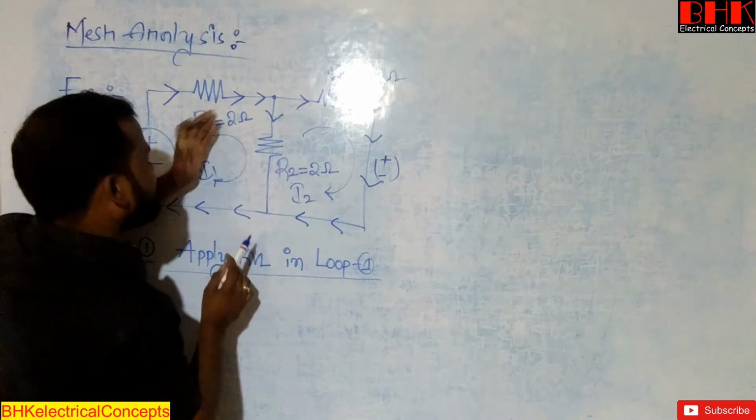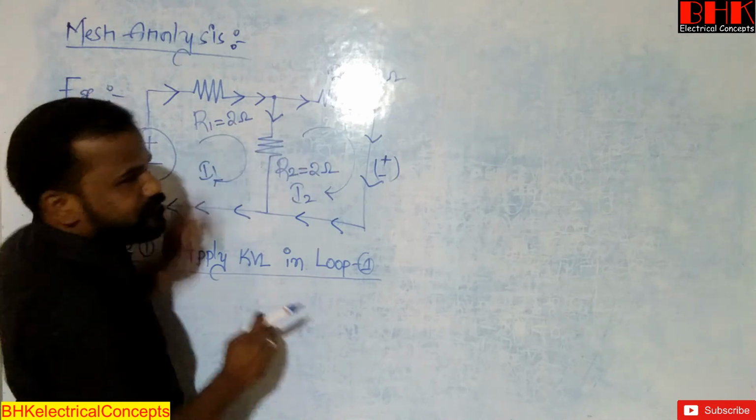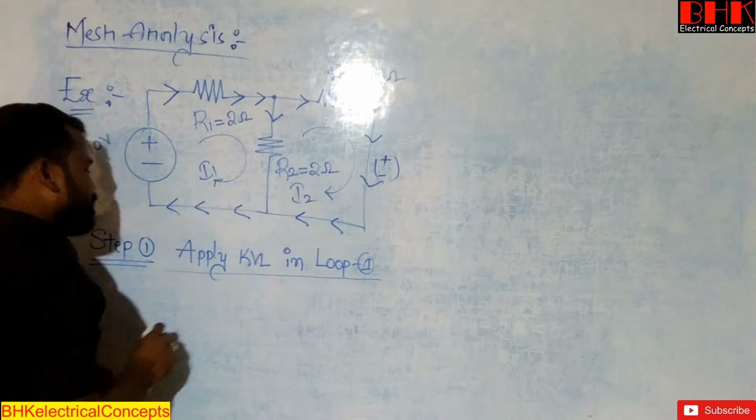It means there is a difference. It means what? I1 minus I2 or I2 minus I1. Definitely these two currents are in opposite directions. Okay. So just see here.